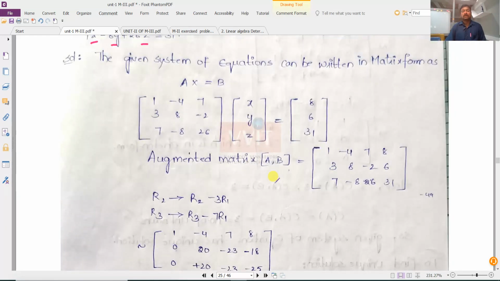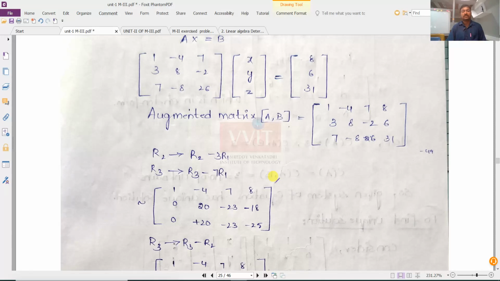Now I am writing the augmented matrix. As per the augmented matrix, first I write the matrix as it is. Up to this, it is the coefficient matrix, and I appended the last column as the constant matrix. Now here, my intention is that this augmented matrix is supposed to be reduced to an upper triangular matrix. This is the upper triangular matrix.